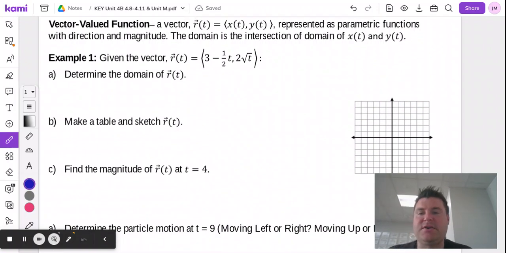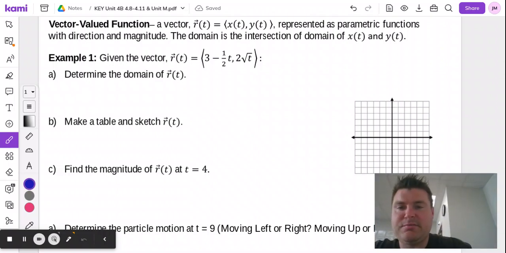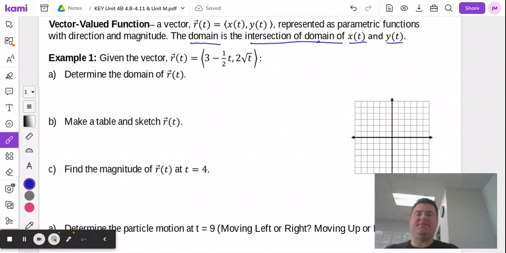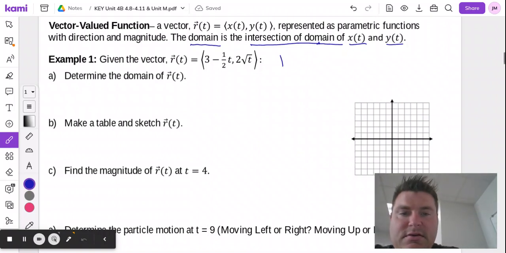Okay, so example one, given the vector r, where the horizontal component is 3 minus 1/2 t and the vertical component is 2 root t. First thing, let's find the domain. So real quick, if we read up here, the domain is the intersection of the domain of x of t and y of t.